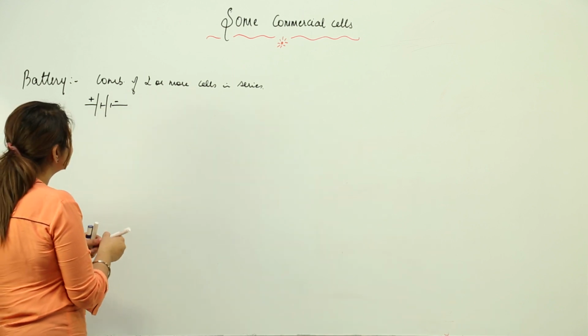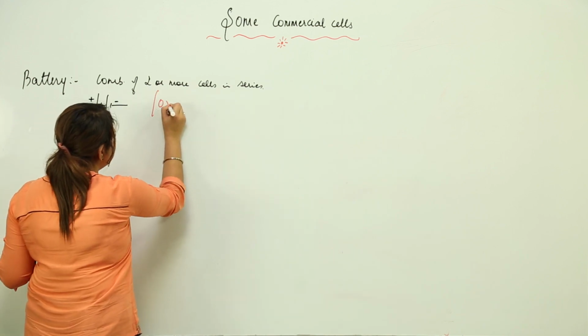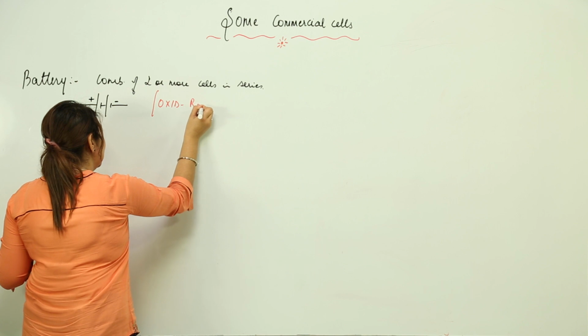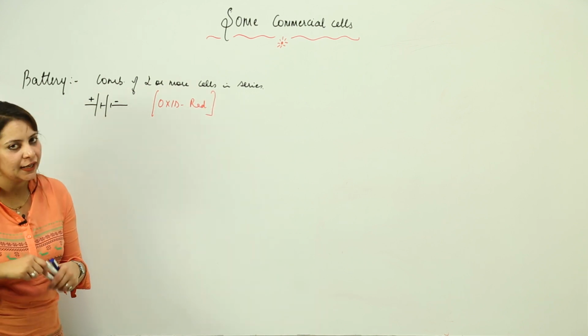And what is the basis of reaction in it? It is obviously oxidation and reduction. That means redox reactions take place in the battery, which leads to the production of energy.